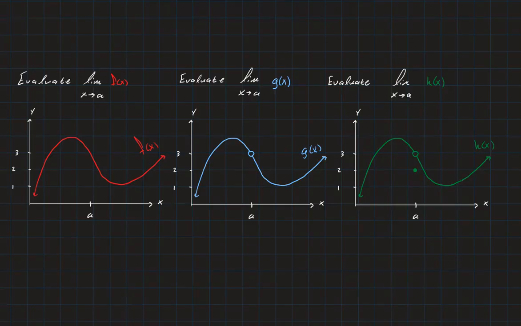I have three graphs displayed on my screen. They all look pretty close to the same thing. They're all relatively similar, but with minor differences. And we're interested in evaluating the limits in all three of these graphs as we approach the value a. Let's start right here with f of x. This red curve is f of x.